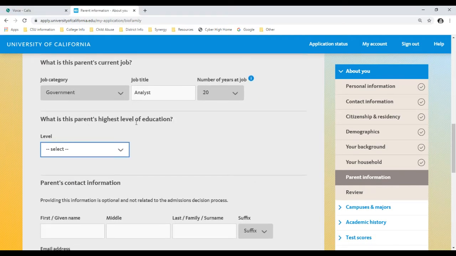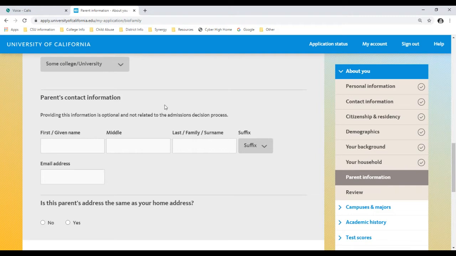Okay, what is this parent's highest level of education? So there are many options here. No high school, some high school, graduate, some college. So I'm going to put here that my parent has some college, university. Parents' contact information. So here you're going to put your parents' information. Make sure that it's their legal name. Okay, so first name and last name. Yes.